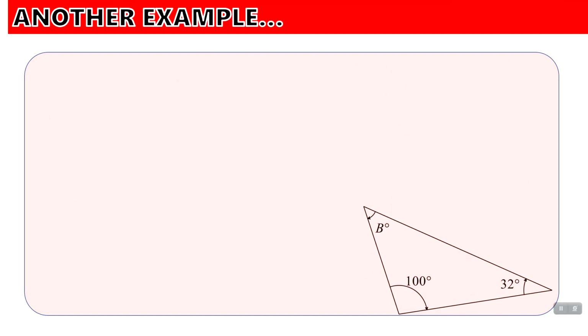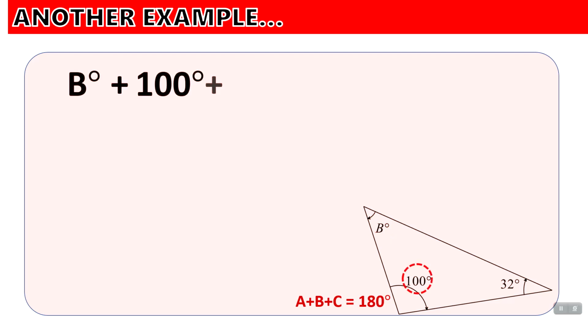Here's a triangle with three angles: B degrees, which we don't know, 100 degrees, and 32 degrees. Again, let's use our knowledge that A plus B plus C equals 180 and form an equation. So let's start with the unknown, B degrees plus 100 degrees plus 32 degrees. The three of those equal 180.